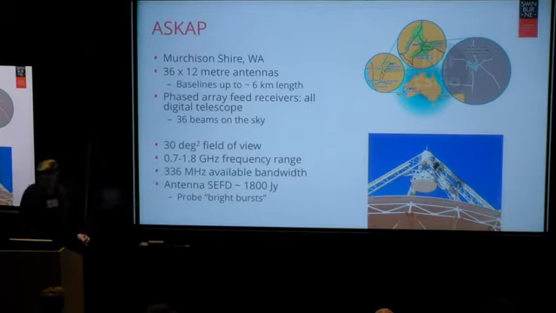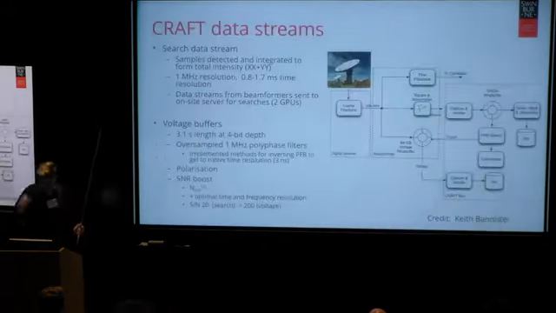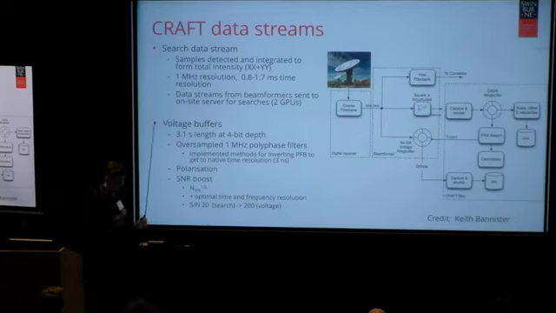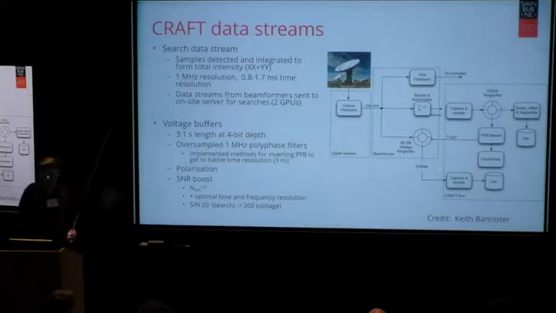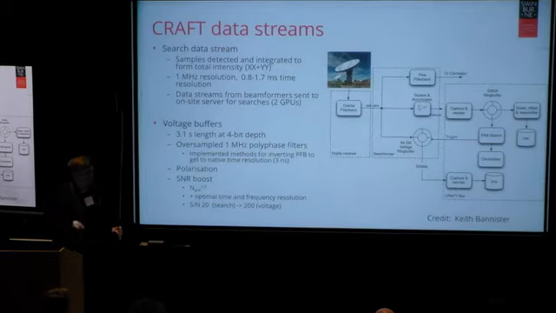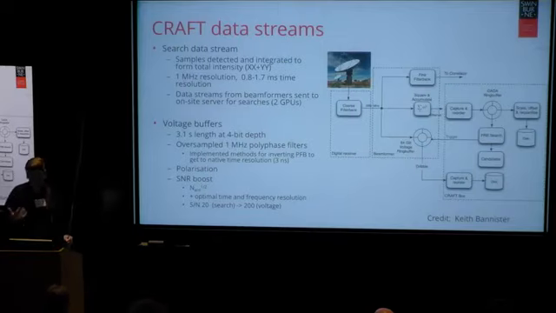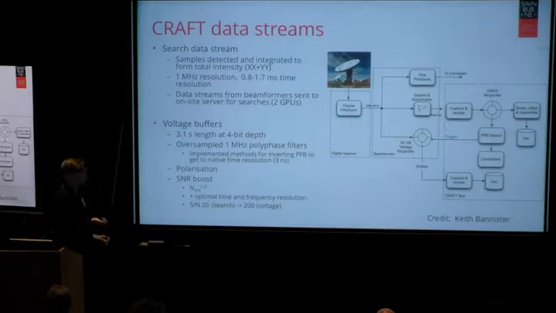It's not the world's most sensitive telescope, so what we're really probing is the bright burst population. We have 2 data products, and this will become important later on. When we search for data, we have relatively poor time and frequency resolution. However, we search these data streams in real time, from all 36 beams, and when we detect a burst, we can trigger a voltage buffer. The voltage buffers are 3.1 seconds in length, so everything has to happen pretty quick here. But these voltage buffers are the things that allow us to really understand the burst at this point.